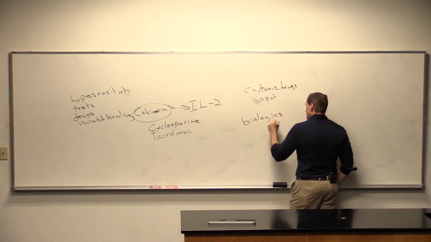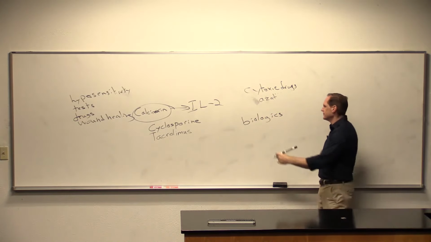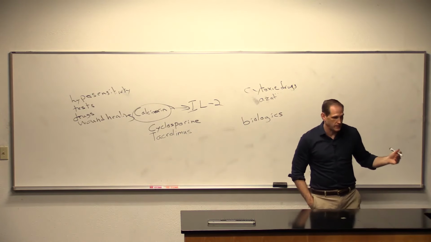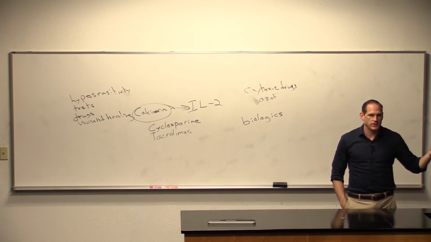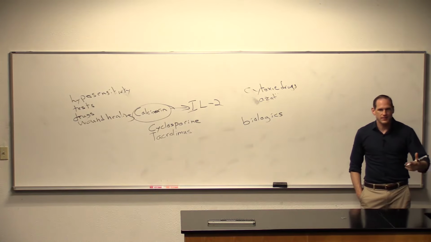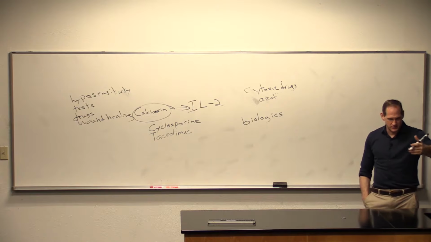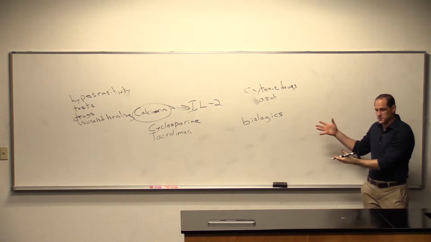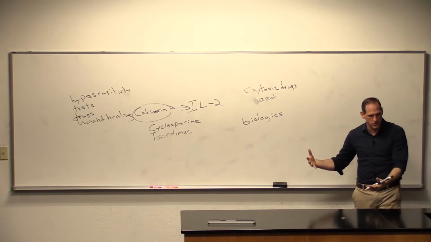Okay, so the next type of drugs we're going to talk about are called biologics. Now, these are relatively new. They're anywhere from 10 years old to like last year. And these are a new style of drug. And the concept is not that new. The concept goes back at least 20, 25 years. But these drugs being used in this way is relatively new.